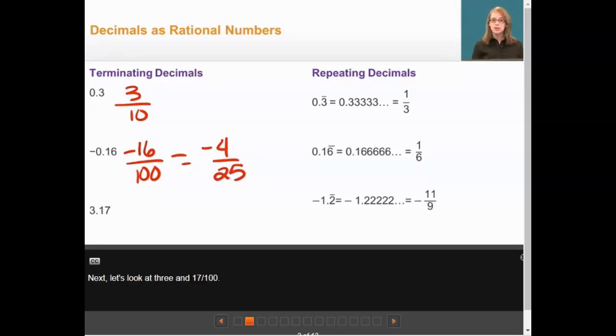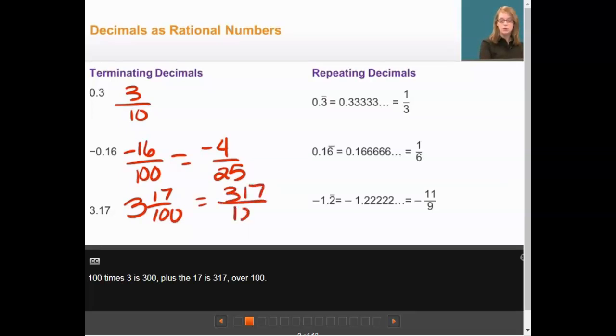Next, let's look at 3.17. 3 is still our whole number, where 0.17, or 17/100, is our fractional part. Of course, we need to write our rational numbers in the form a over b. To do that, we take our mixed number and turn it back into an improper fraction. 100 times 3 is 300, plus the 17 is 317 over 100.